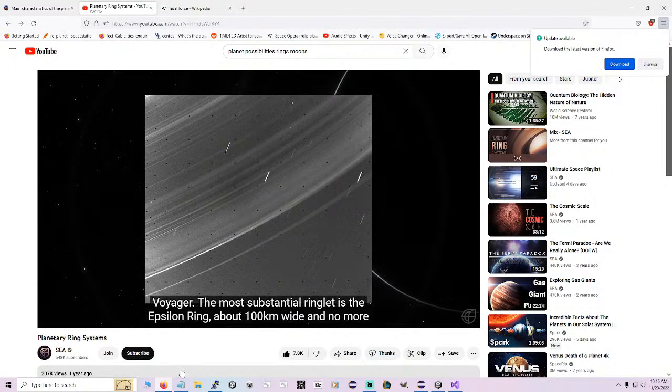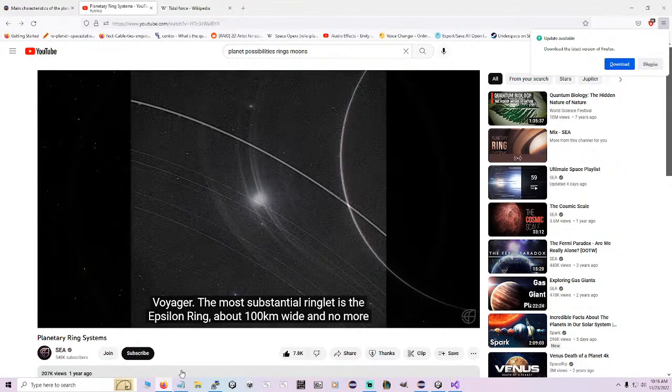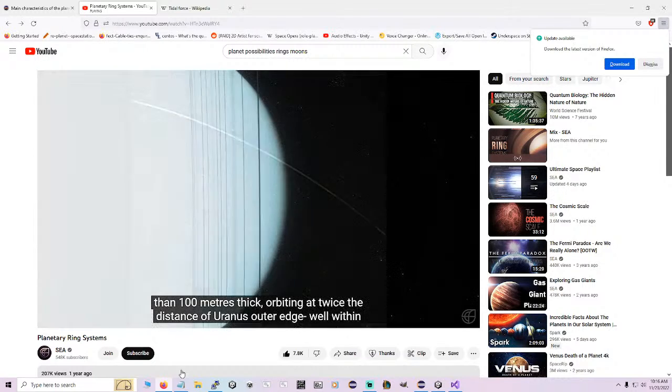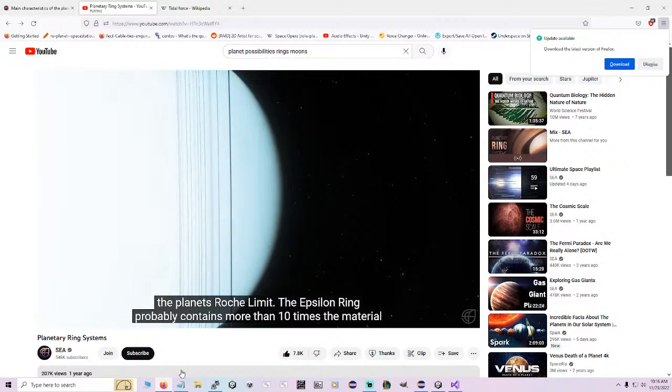Close through Voyager. The most substantial ringlet is the epsilon ring, about 100 kilometers wide and no more than 100 meters deep, orbiting at twice the distance of Uranus's outer edge, well within the planet's Roche limit.